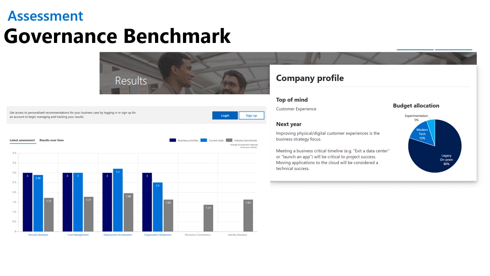If you notice, there are a number of bar charts here. It's telling me that my business priorities and my current state are at par, but I'm actually exceeding the industry benchmarks, which is the gray font right here. Again, this is just an example; it depends on how you answer the questions in the questionnaire. You can compare your organization against peer companies in the same industry that have adopted Azure, and measure your level of governance against these other companies.